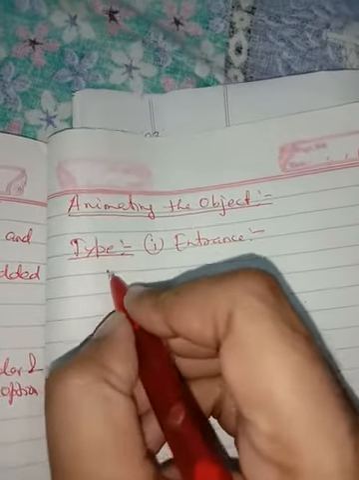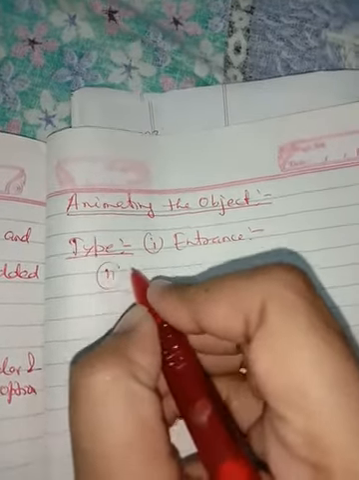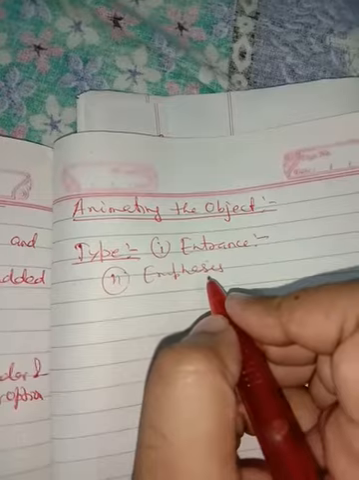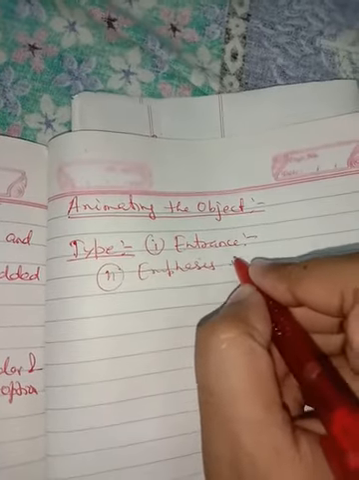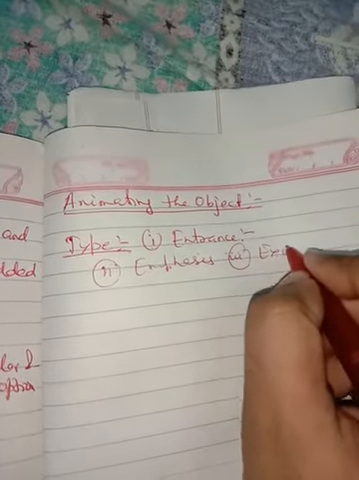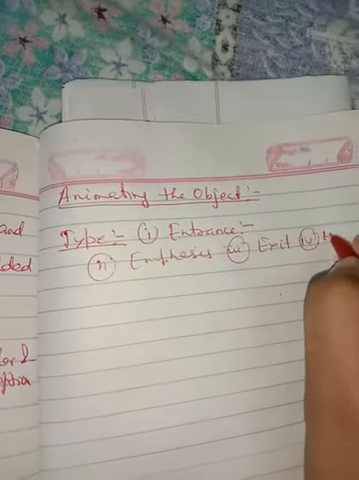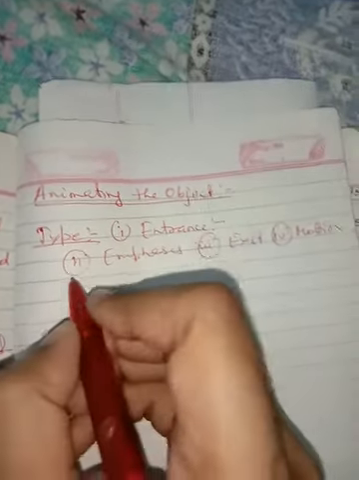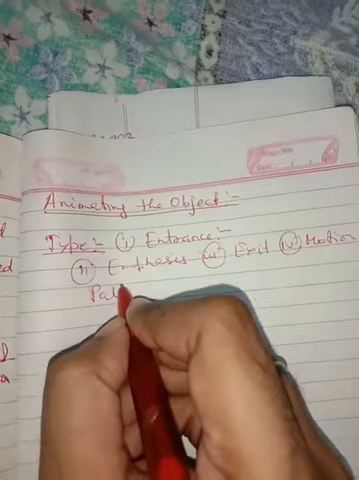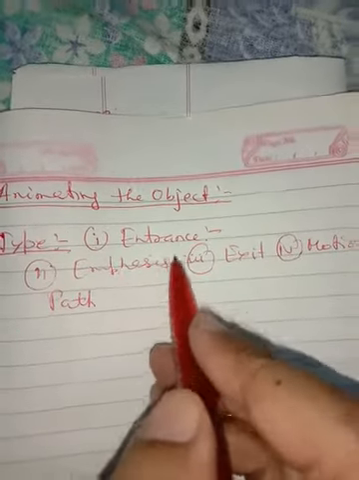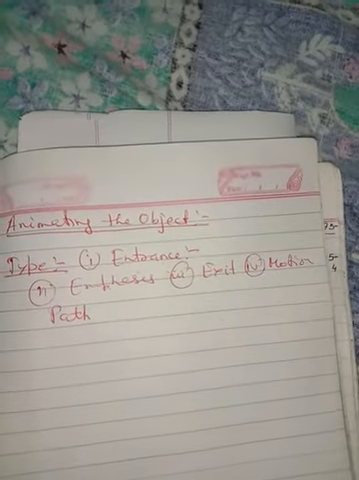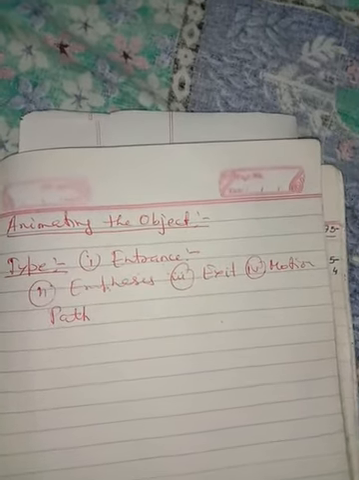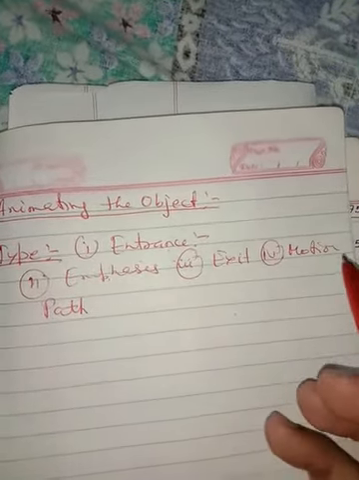Next we have number 2, emphasis. Number 3, exit. Number 4, motion path. So entrance, emphasis, exit, motion paths. All these are the different types of animations that are applied on the objects.